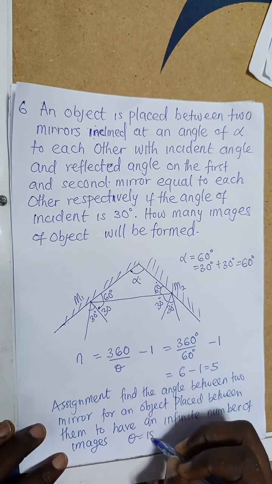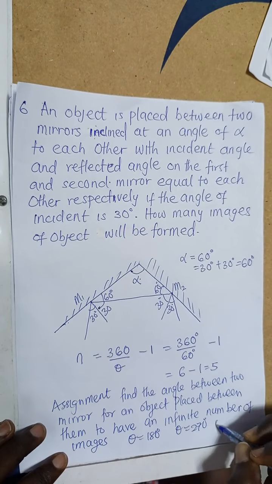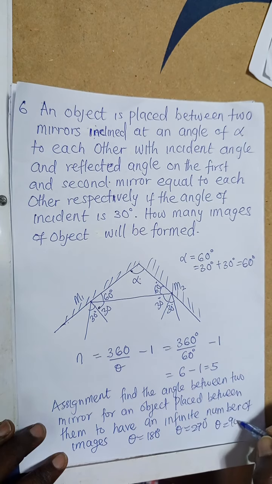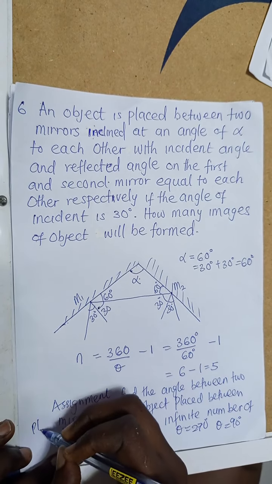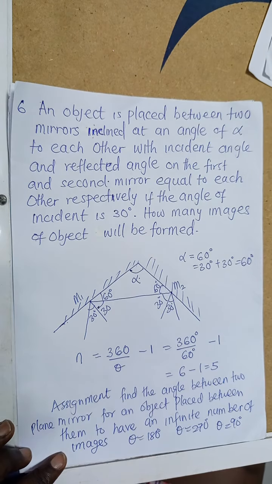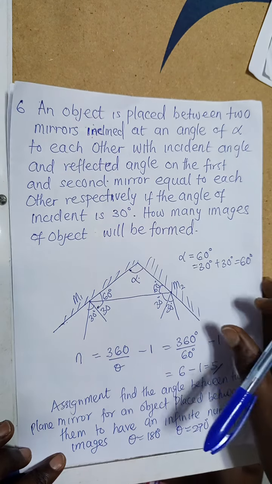Is it theta equals to 180? Is it theta equals to 270? Is it theta equals to 90 degree? Solve it for me. Find the angle between two plane mirrors for an object placed between them to have an infinite number of images. Do that one for me. But the answer to this one is 5.